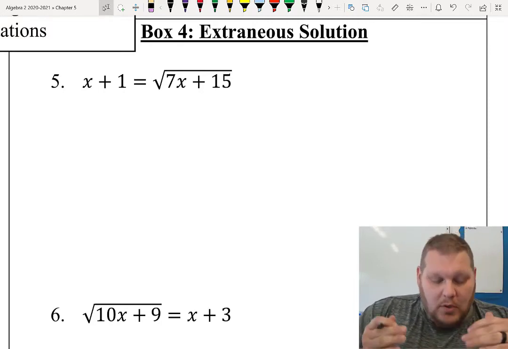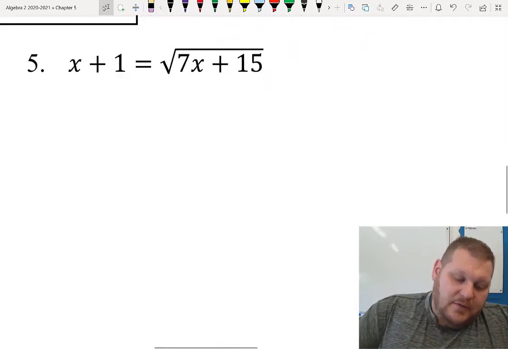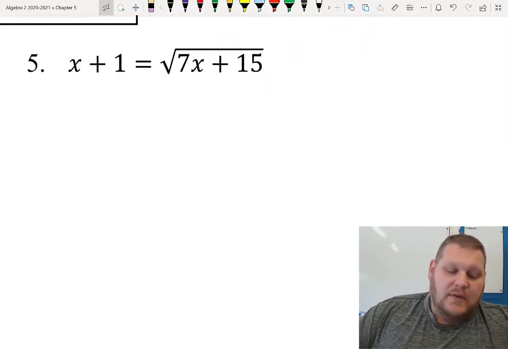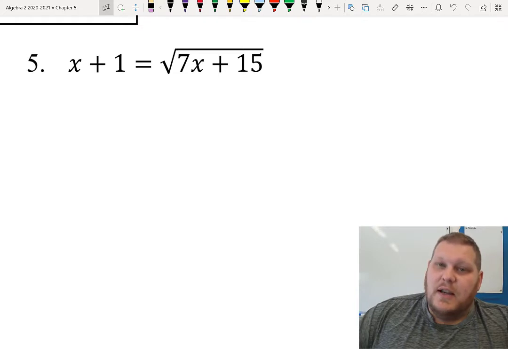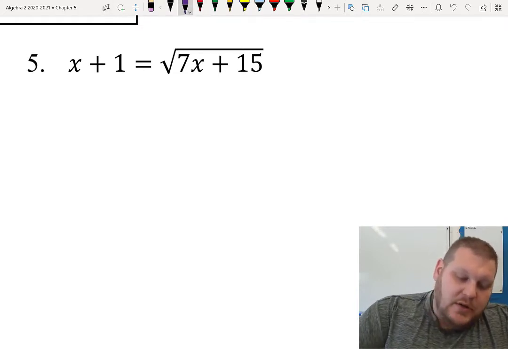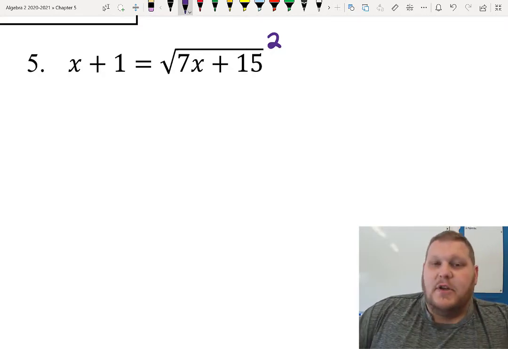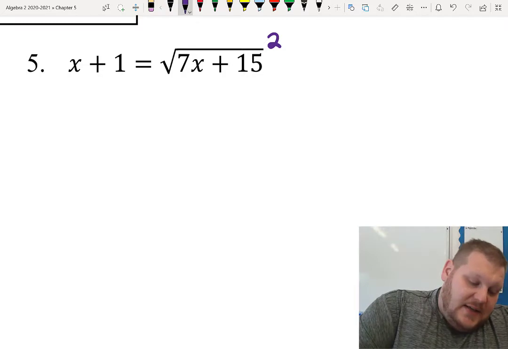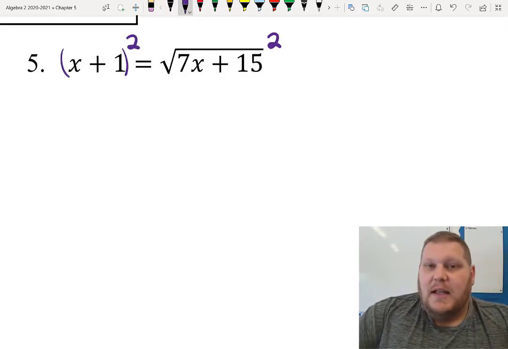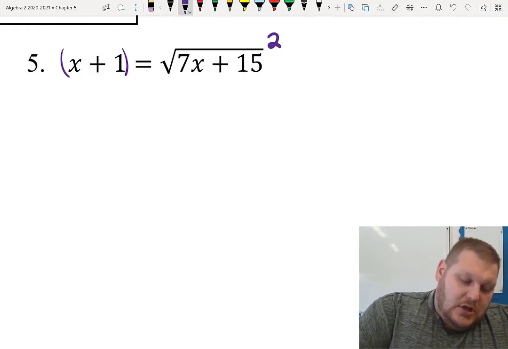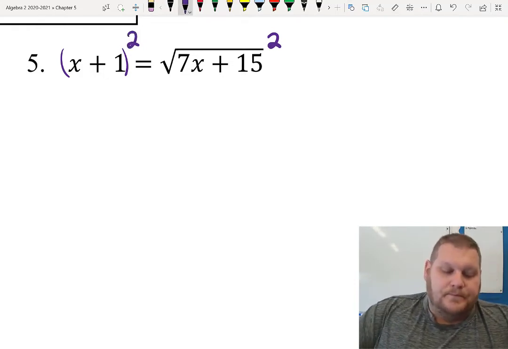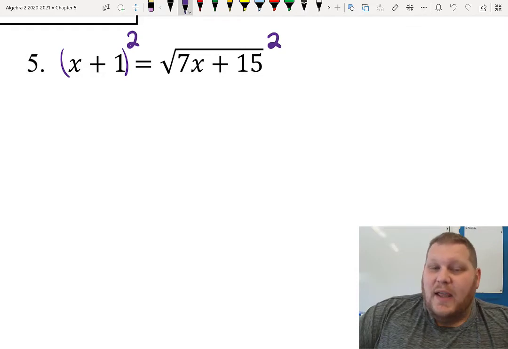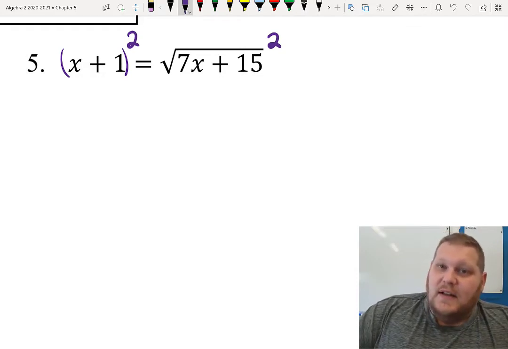So to start with here, number 5, we've got x plus 1 on the left side. We've got my square root of 7x plus 15 on the right. My square root is already isolated, so I know that I have to square that right side to get rid of my square root. But what I have to be careful with here is that this left side has to get squared, and I have to square the entirety of my left side.